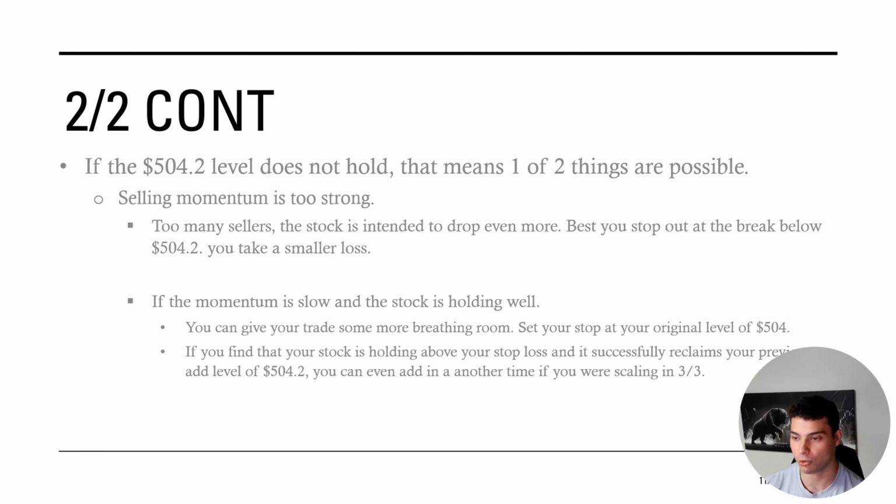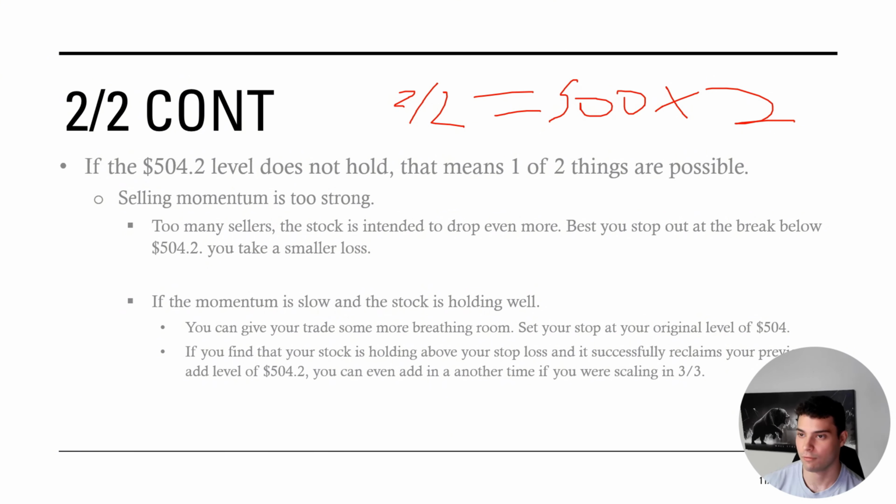So if your stock is holding above your stop loss and it successfully reclaims your previous add level of 504.2, you can add in even another time if you were scaling in 3 by 3 to get your full position into it. And basically what that means is 2 by 2, right? You have 2 by 2, you're putting in 500 twice. Well, for 3 by 3, I'm going to do it right here. Putting in 250.